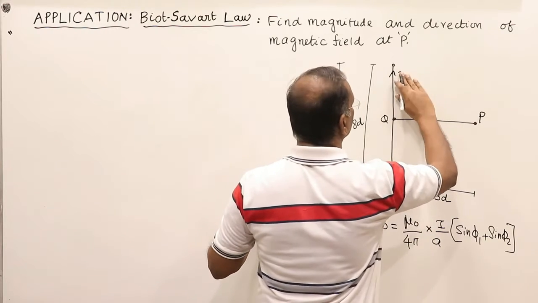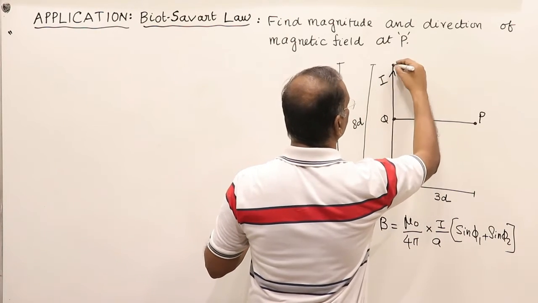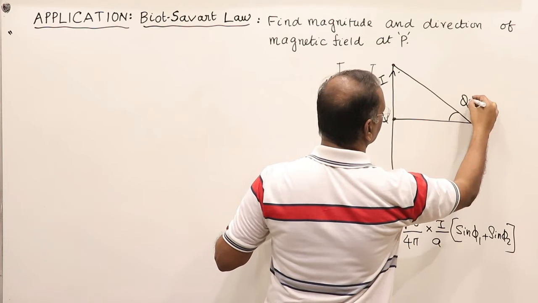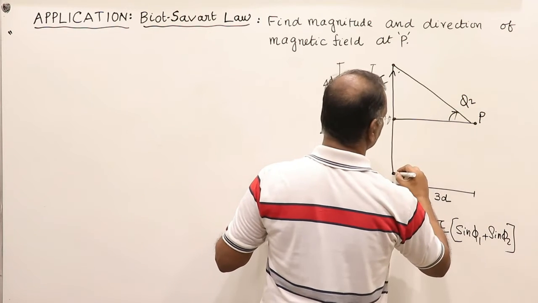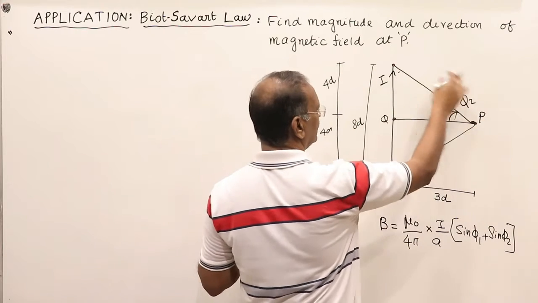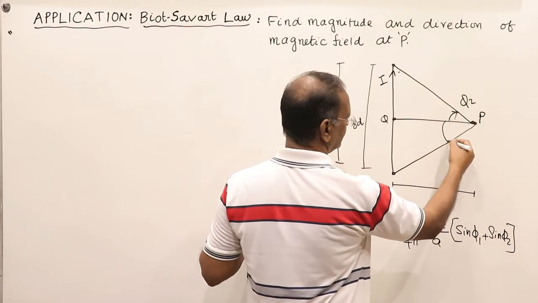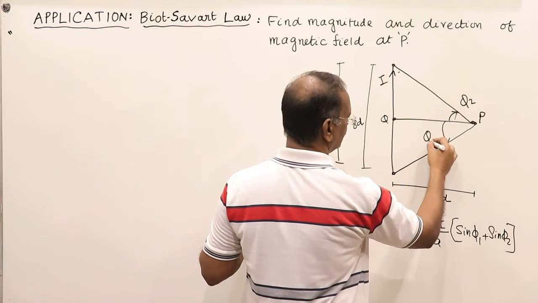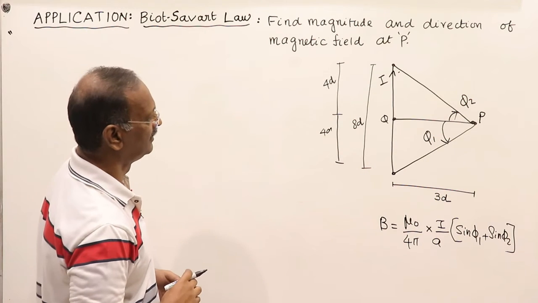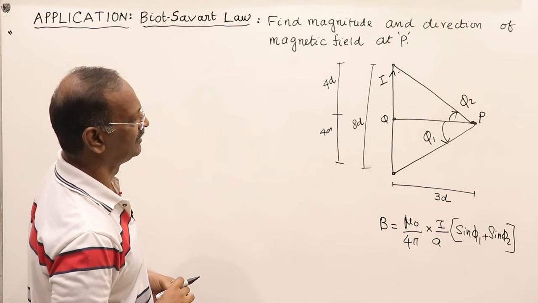This is our phi 1. I will write it. This is our phi 2, anticlockwise. This is line joining. Top line is phi 1, this is phi 1. What is the value of phi 1? So we have to find out phi 1.